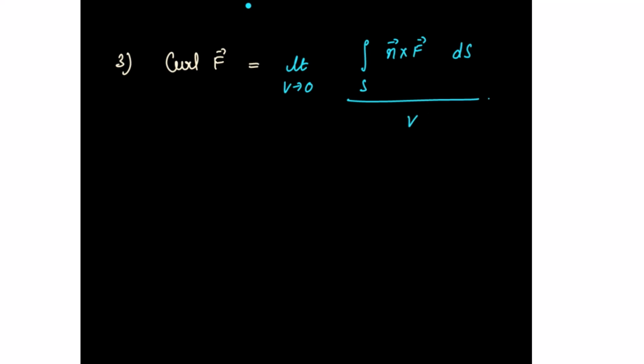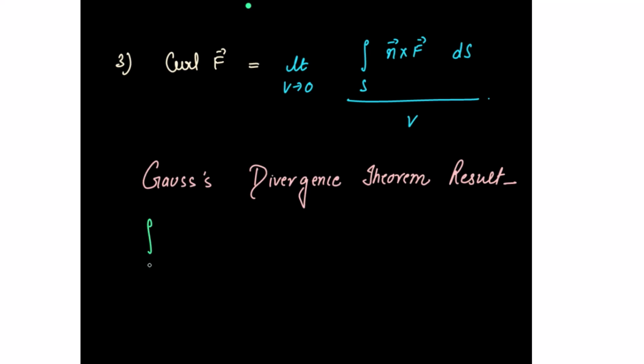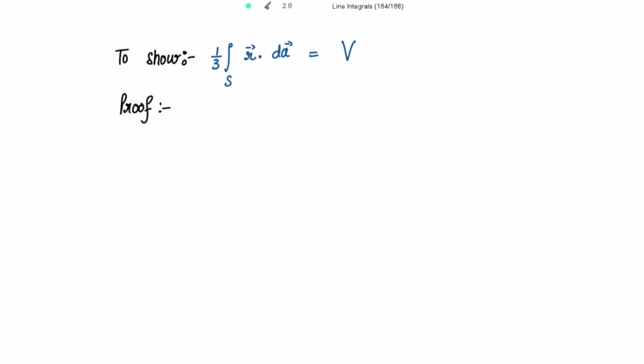Right? Let me also introduce Gauss's divergence theorem. The surface integral of f vector, its dot product with n vector, dS is equal to the volume integral of the divergence of f vector dV. So we are going to use this result in the proof. Alright, let's start with the proof.